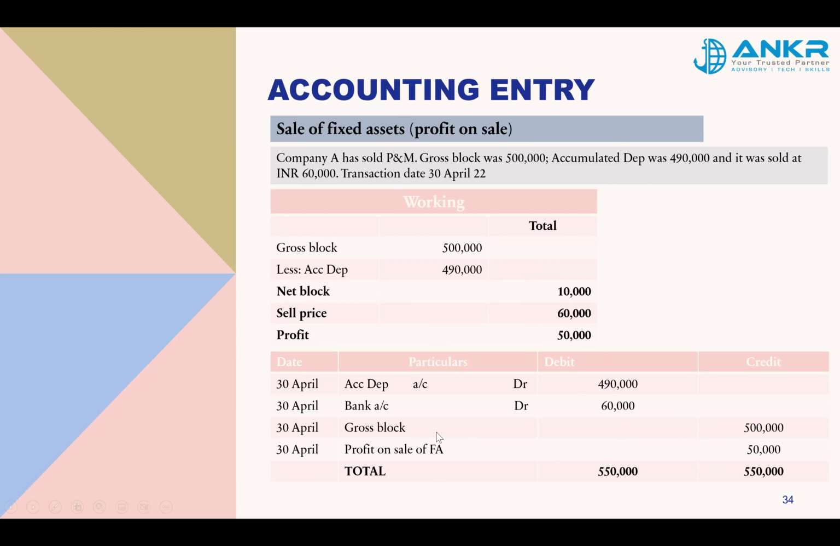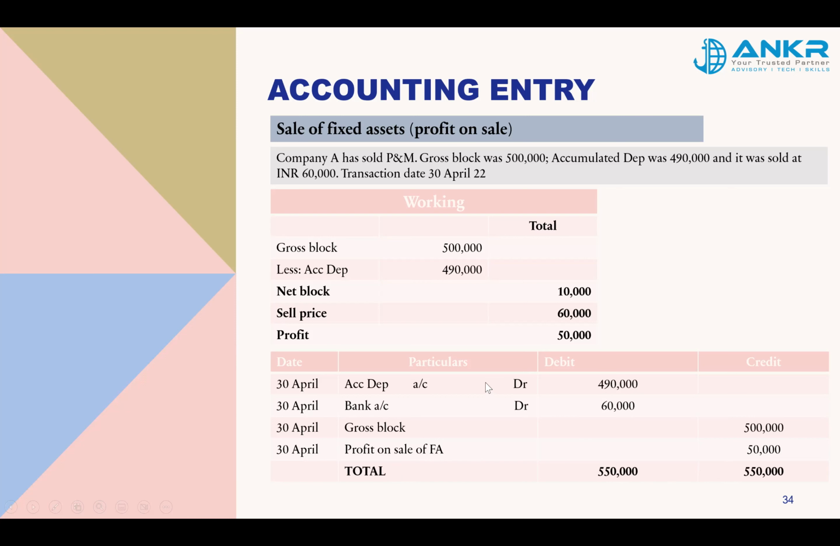60,000 rupees. So it is again an asset account. It is increasing. So bank account debit 60,000 rupees, right? And whether you have profit or loss, you have a profit of 50,000 rupees. So profit on sale of fixed asset is 50,000. You add up the entire journal entry and both sides will have 5,50,000 rupees as the total.